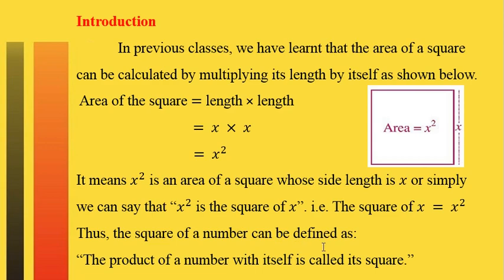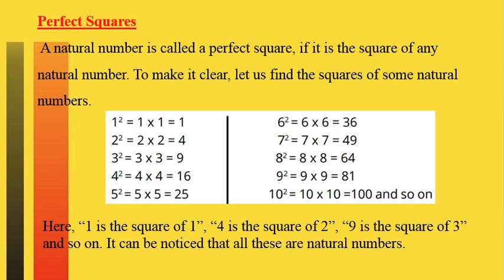Thus, the square of a number can be defined as the product of a number with itself. You are observing over there that we are multiplying the same thing. X into x means the product of a thing with itself. It is called square.